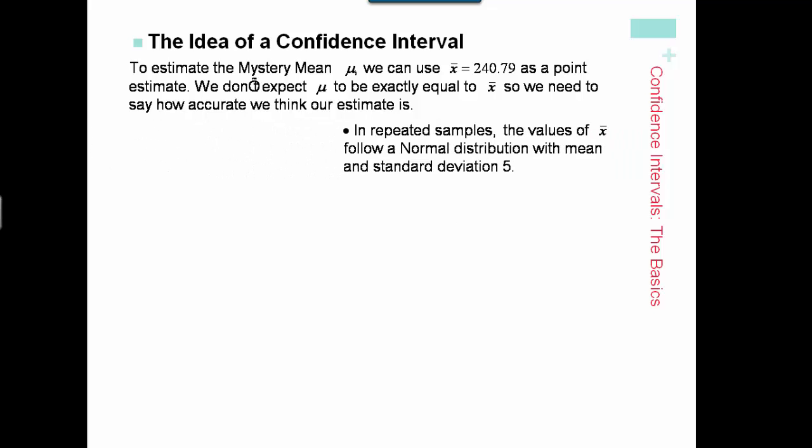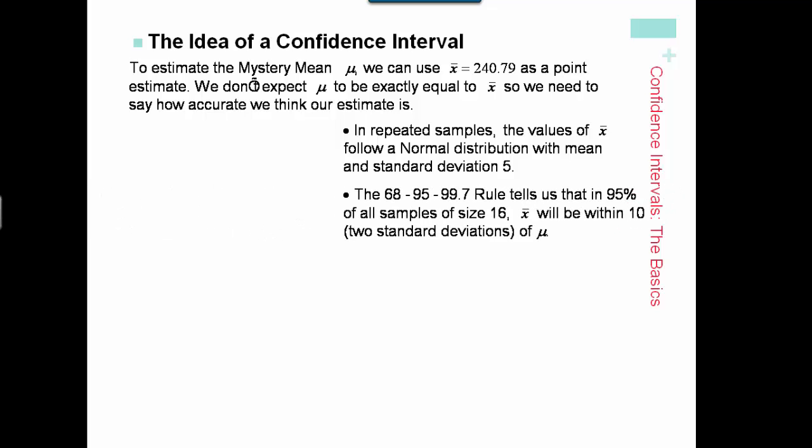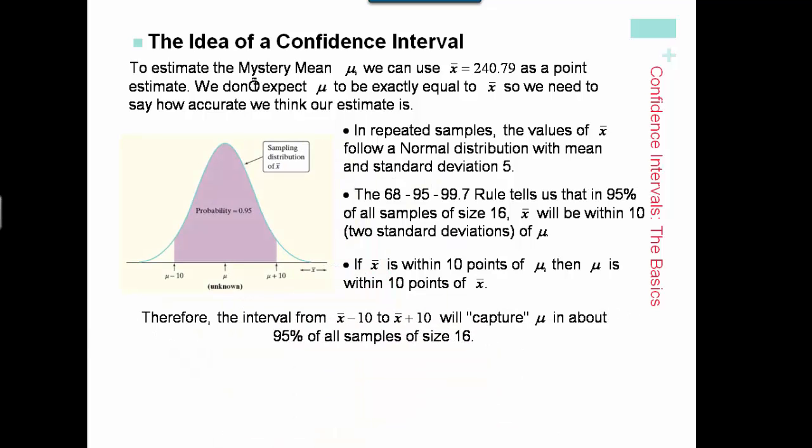In repeated samples, the values of x bar follow a normal distribution with mean mu and standard deviation 5. The 68, 95, 99.7 rule tells us that in 95% of all samples of size 16, x bar will be within 10, or 2 standard deviations, of mu. If x bar is within 10 points of mu, then mu is within 10 points of x bar. Therefore, the interval from x bar minus 10 to x bar plus 10 will capture mu in about 95% of all samples of size 16.